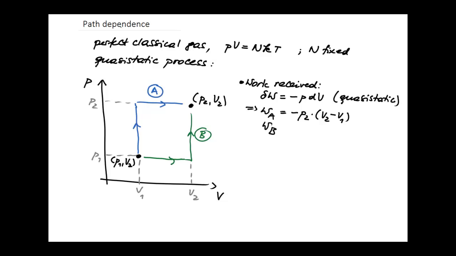If, on the other hand, we go along the path B, then we go horizontally parallel to the V-axis first, and afterwards we move up vertically. So here we perform work in the first half of our process. When we go horizontally, we change the volume from V1 to V2, and this happens at constant pressure P1.